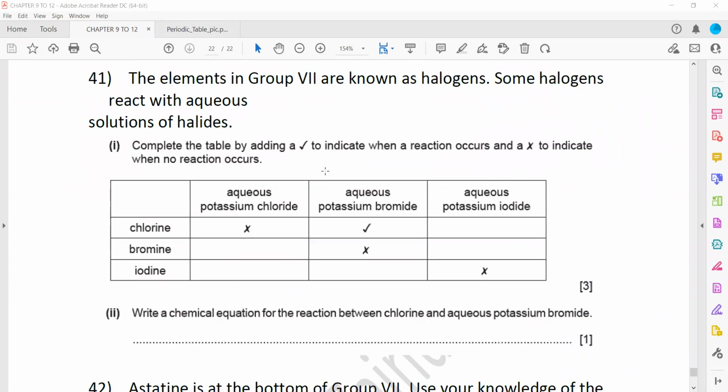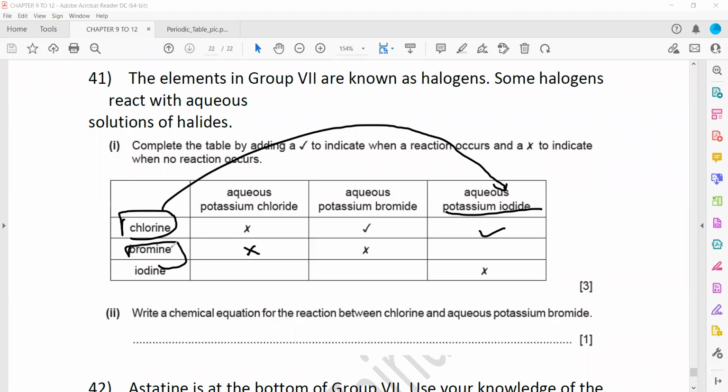In question 41, the elements of group 7 are known as halogens or salt formers. Remember, always the more reactive halogen displaces the less reactive. If chlorine is reacting with potassium iodide, will it react? Yes, it will, because chlorine is more reactive. If bromine is reacting with potassium chloride, it won't react. If bromine is reacting with potassium iodide, it will react. And if iodine is reacting with potassium chloride or potassium bromide, it won't react.